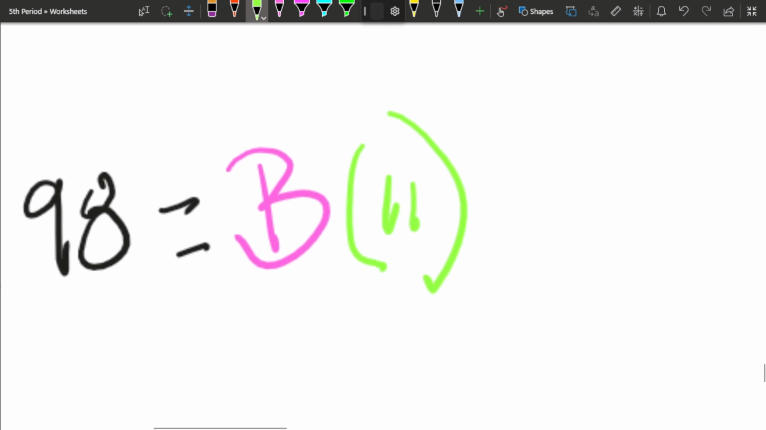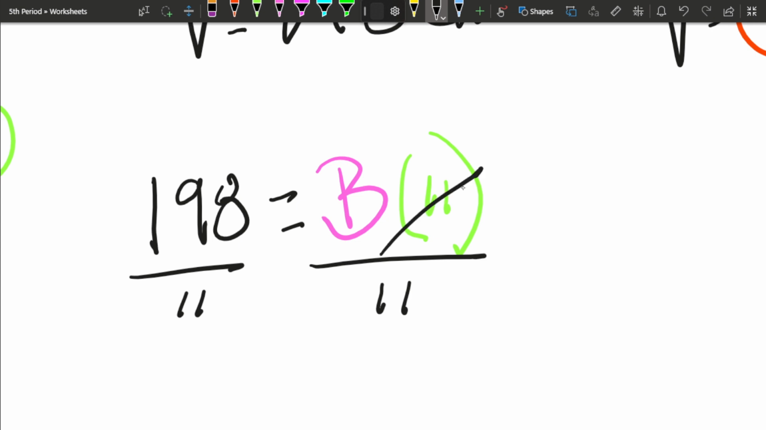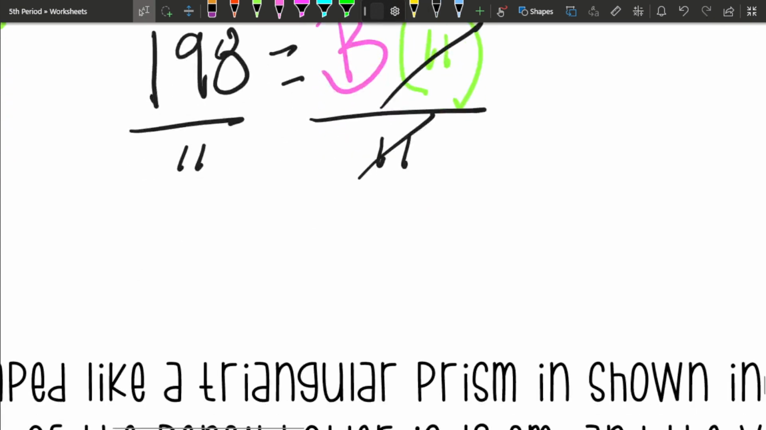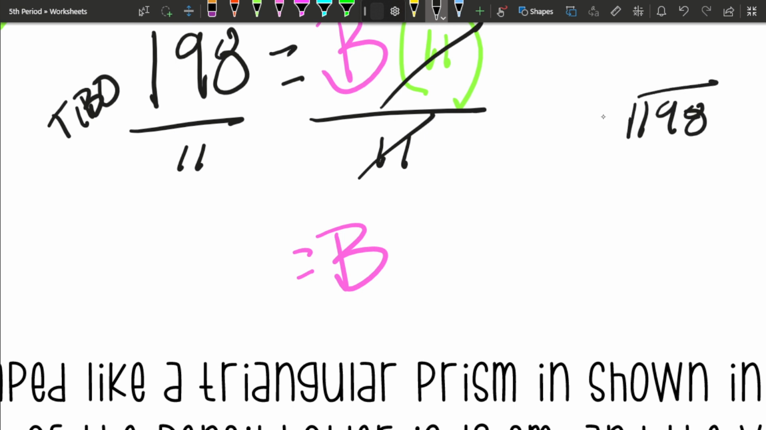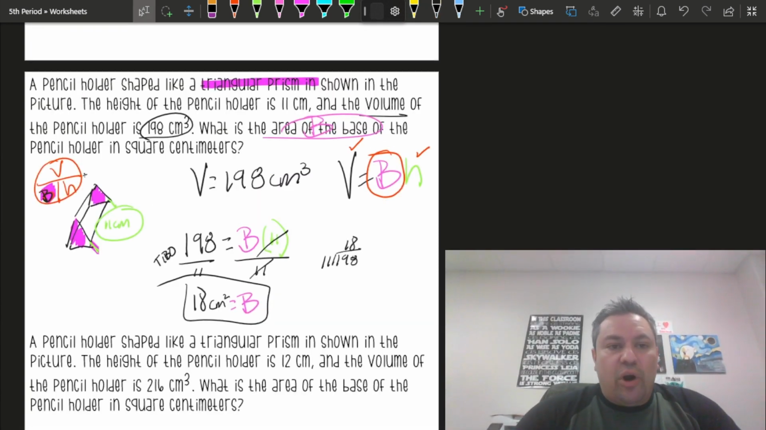Now, what are the uppercase B and the 11 doing? Multiplying. And the opposite of multiply is divide. So we divide by 11. We divide by 11. This crosses out, leaves us with B, which is what we're looking for. And then on this one, all we got to do is 198 divided by 11, and that gives us 18. So the area of the base is 18 centimeters squared. Just work it backwards. Any questions so far?